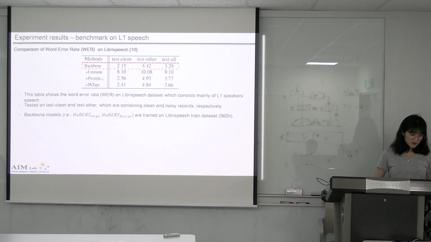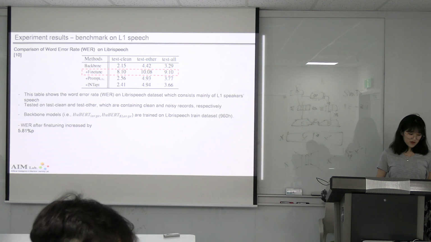And the second experimental result is performance on the LibriSpeech benchmark consisting of native speakers' utterances. It was tested in both situations, divided into clean and other depending on the level of noise in the recording situation. And overall performance means the result from both the clean and other settings. In the case of the backbone model, since it was trained on the LibriSpeech training data, the error rate shows good performance in the range of 2 to 4.2%.